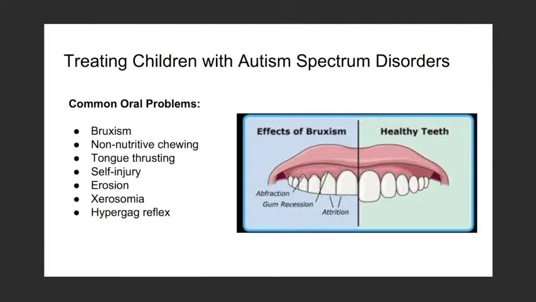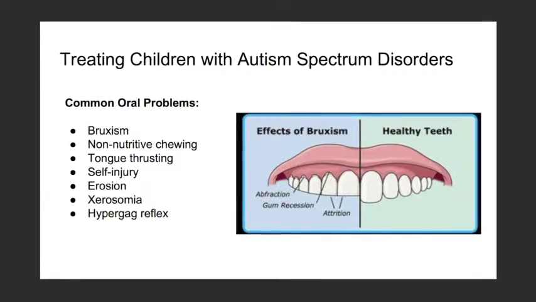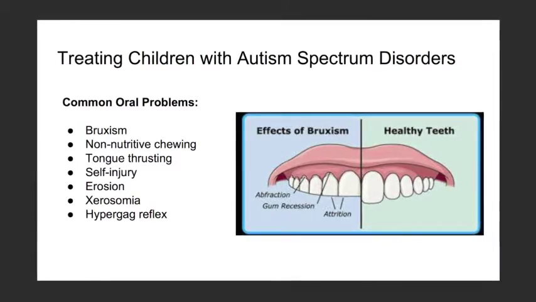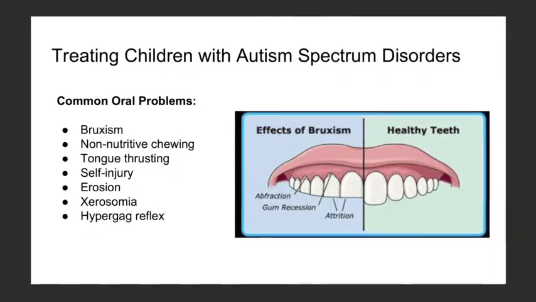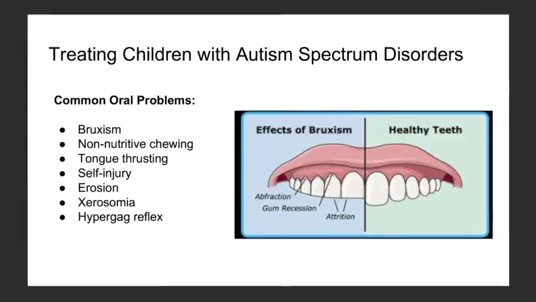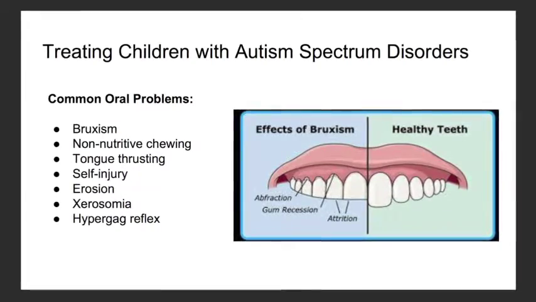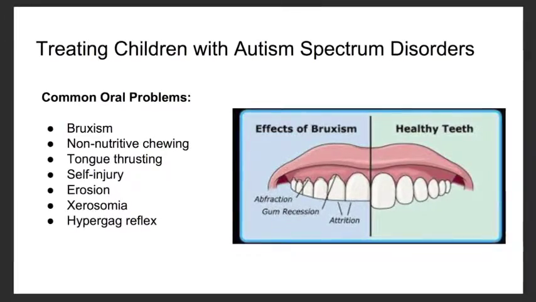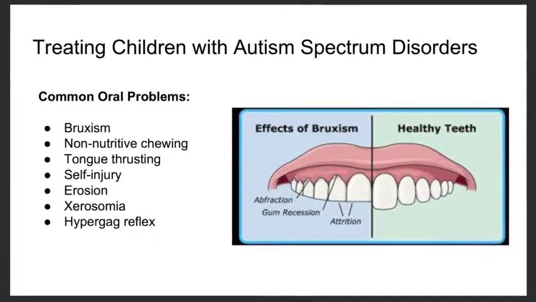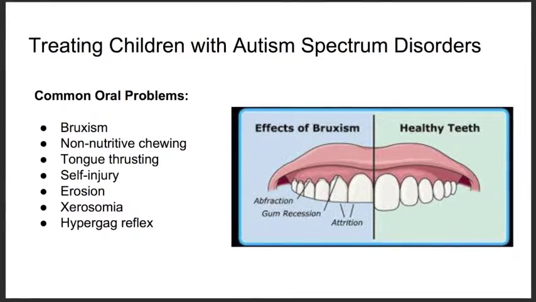When treating children with ASD, it is important to know what common oral problems we may face: bruxism, non-nutritive chewing, tongue thrusting, self-injury, erosion, xerostomia, and hypergag reflex are all seen in children with ASD. As clinicians, we also need to be aware that sometimes when a child has severe ASD, they will not be able to verbalize pain or sensitivity or unmet dental needs.